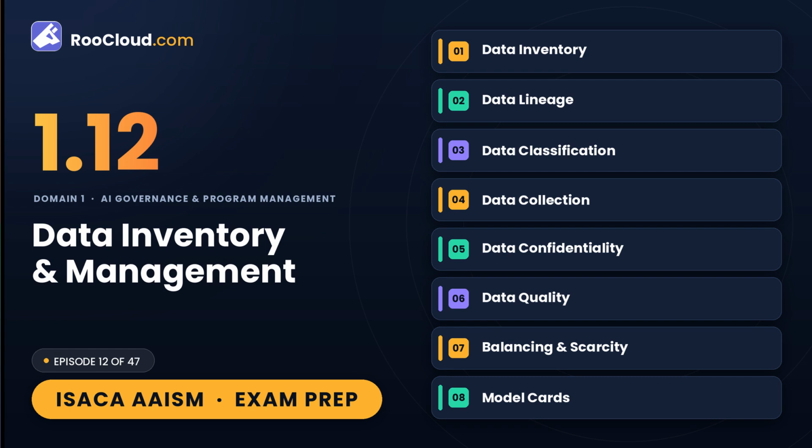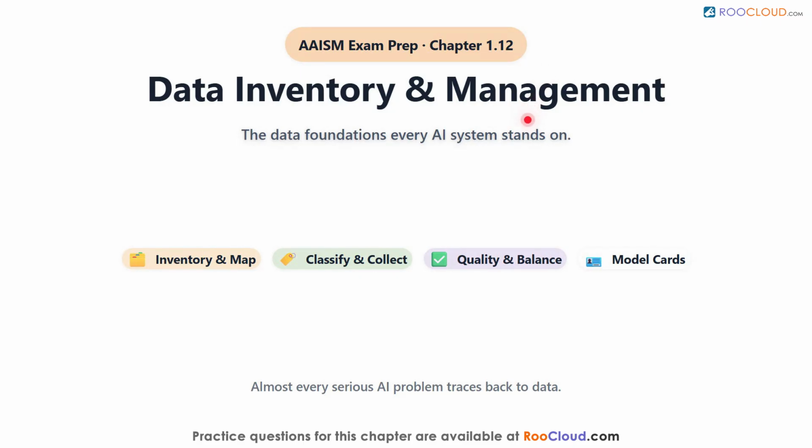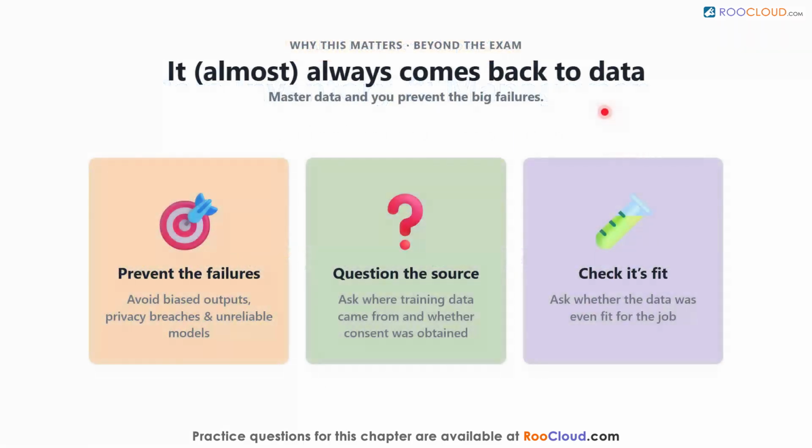Welcome to Domain 1, Section 1.12, Data Inventory and Management. In this session, we will cover the data foundations that every AI system stands on, how to inventory and catalog data, map how it flows, classify it, collect it responsibly, keep it high quality and balanced, deal with data scarcity, and document a model with a model card.